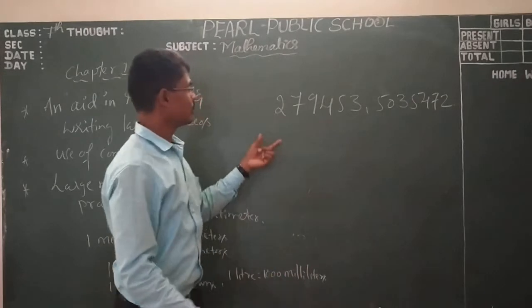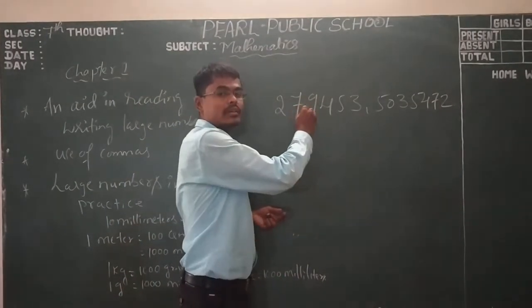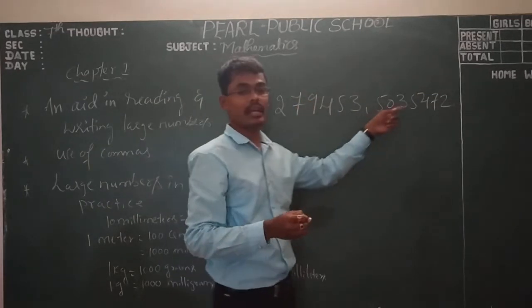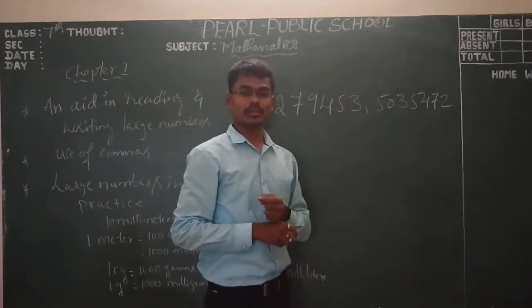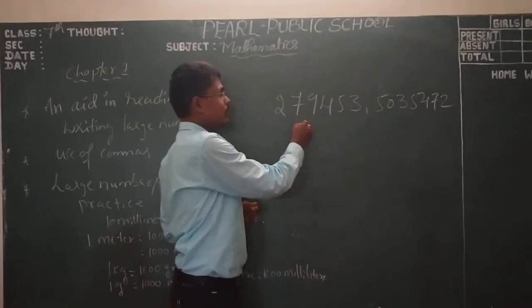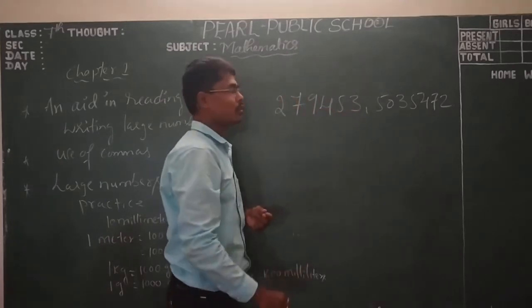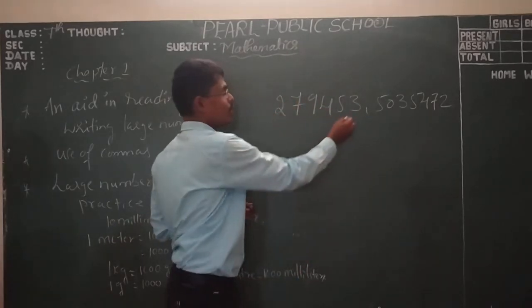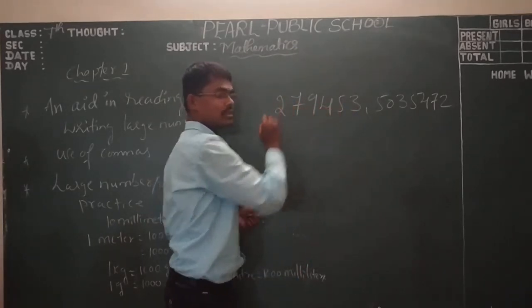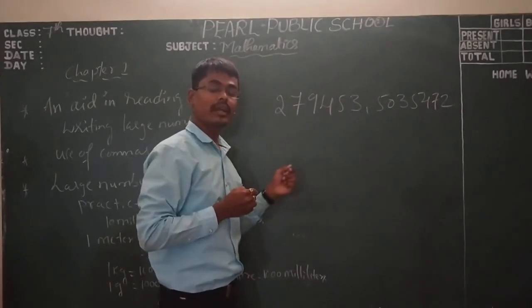Students, now look at here, I have written two numbers here. Then how can I read and how can I write these two numbers? How are you going to read this one? For example, look at this one. First example, 2, 7, 9, 4, 5, 3. Okay, how many digits are there now? 1, 2, 3, 4, 5, 6. 6 digits are there. Then how are we going to read?